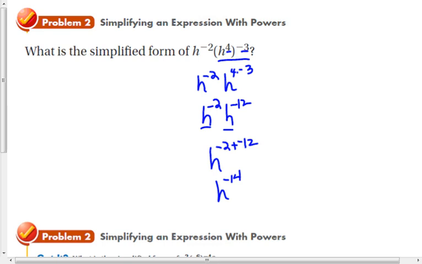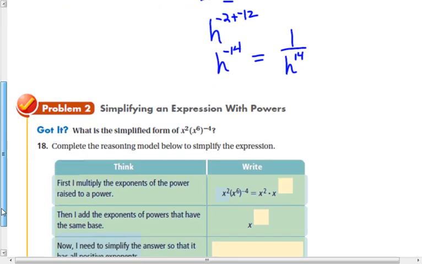Now, to be completely simplified, we can't have a negative exponent, and the way we get rid of that is by using the reciprocal. h to the negative 14th, remember, is the reciprocal of h to the 14th. So it's 1 over h to the 14th. All right, you try that.